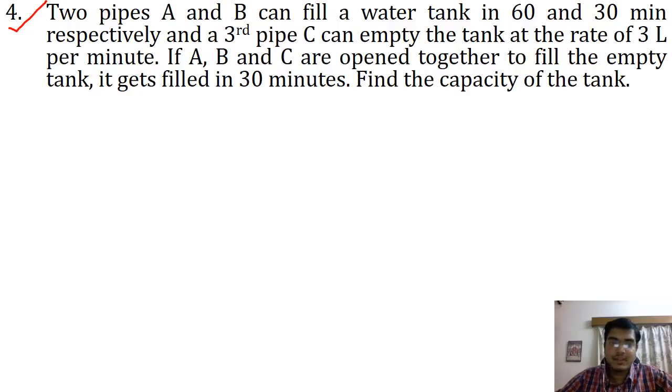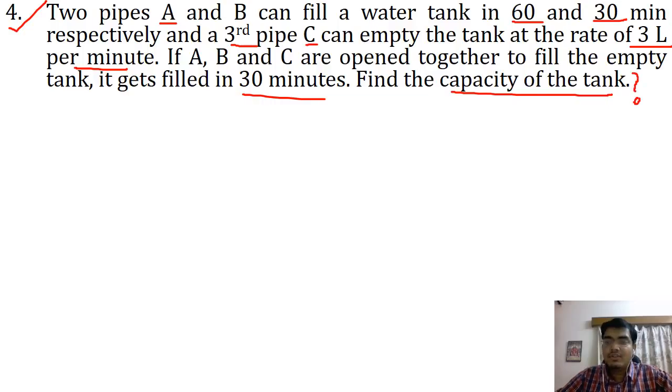So what this question says: two pipes A and B can fill a water tank in 60 and 30 minutes respectively, and a third pipe C can empty the tank at the rate of 3 liters per minute. If A, B, and C are opened together to fill the empty tank, it gets filled in 30 minutes. Find the capacity of the tank.